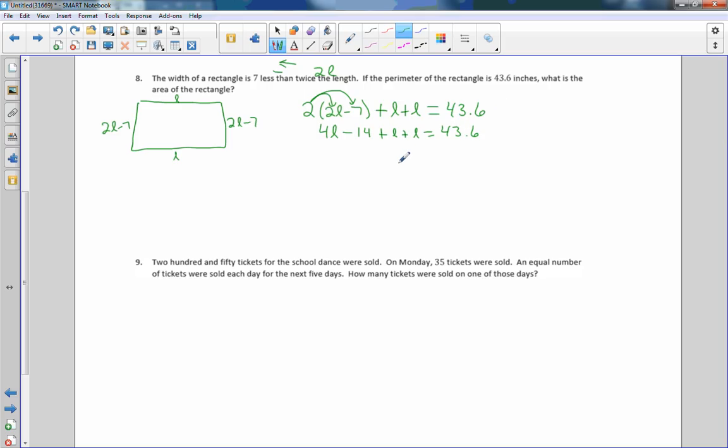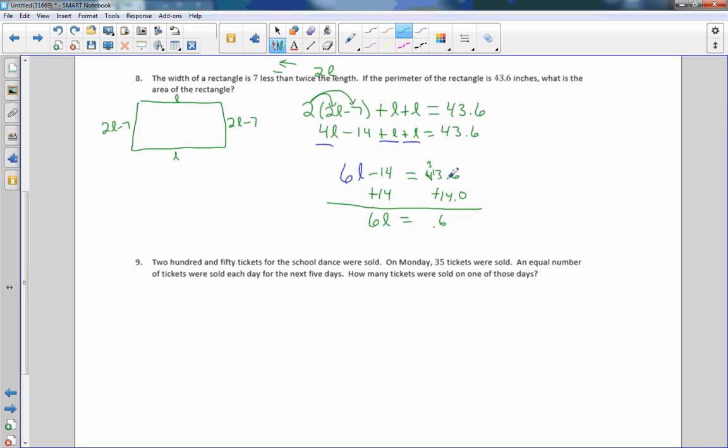43.6. Combine like terms. 4L, 1L, 1L, total 6L. Minus 14 equals 43.6. Add the 14 to isolate the L. I'll put 14.0 over on the other side. Subtract. I get 6L equals 6.